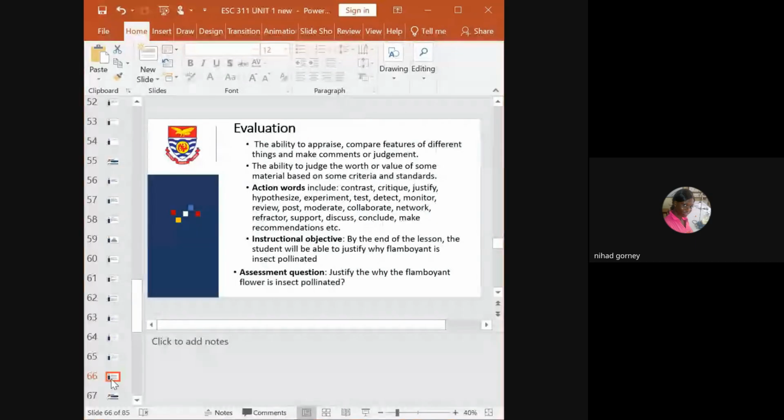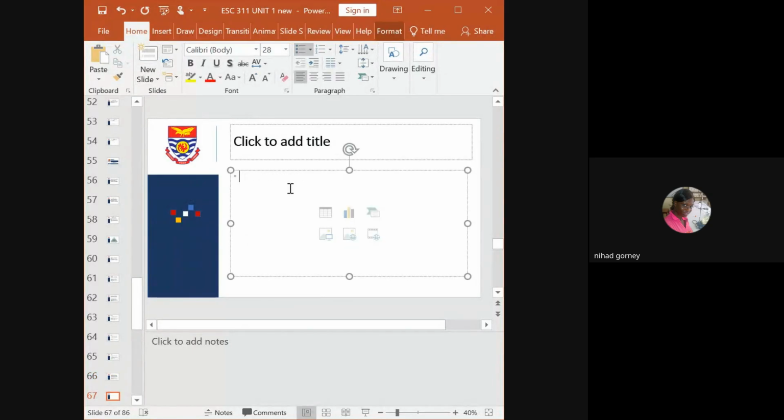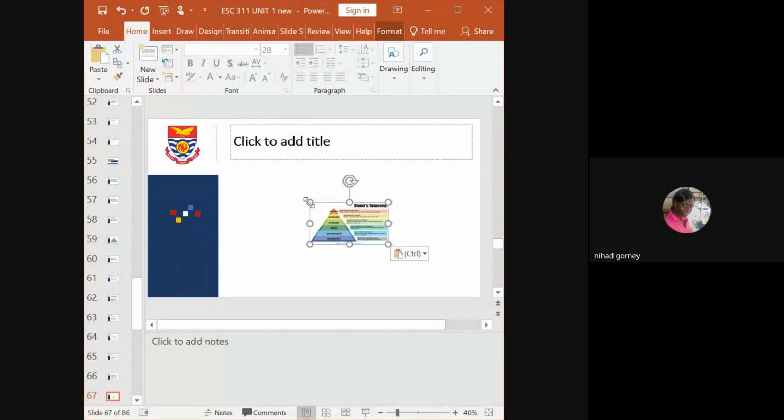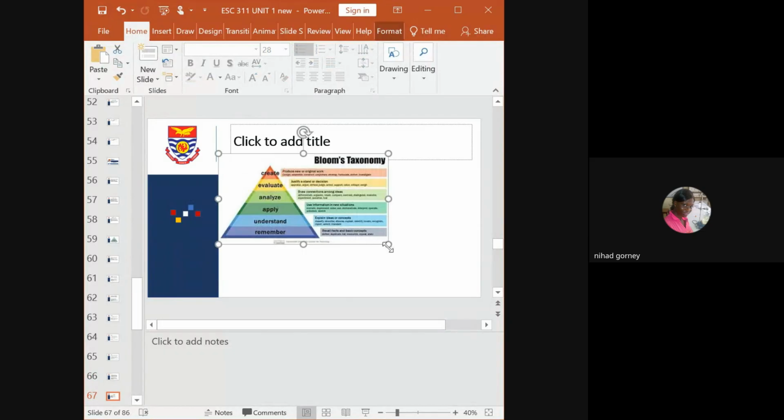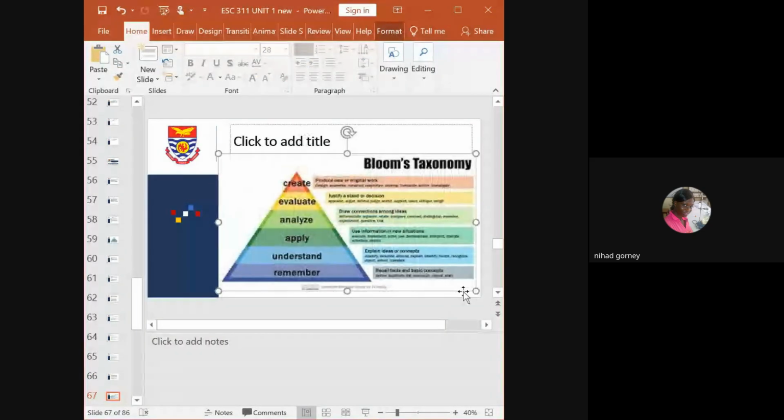So if I say by the end of the lesson, the student will be able to justify why flamboyant is insect pollinated, this is a very higher order question, evaluation, where you must make judgment after everything that you have learned. So that is it about Bloom's taxonomy, which is the predominant taxonomy under the cognitive domain.